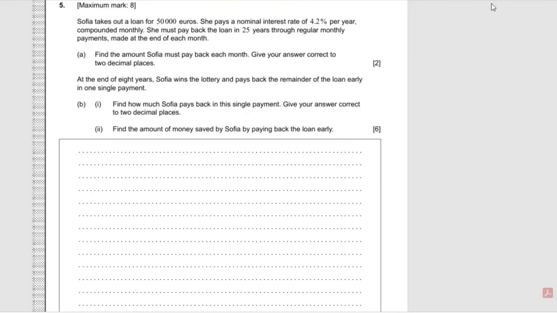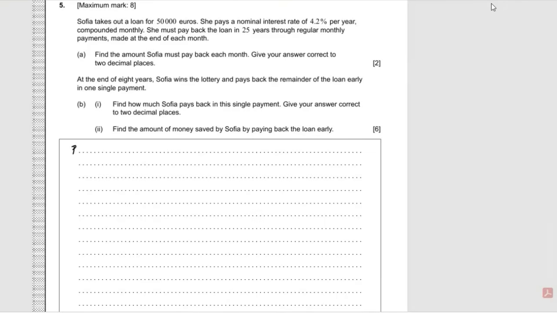Question 5. This is an 8-mark question. Sophia takes out a loan of 50,000 euros. She pays a nominal interest rate of 4.2% per year, compounded monthly. She must pay back the loan in 25 years through regular monthly payments made at the end of each month. Part A. Find the amount Sophia must pay back each month. Give your answer correct to 2 decimal places.